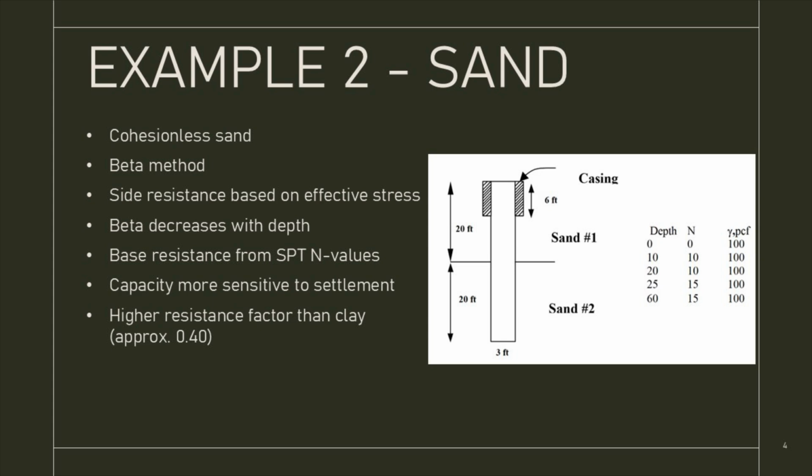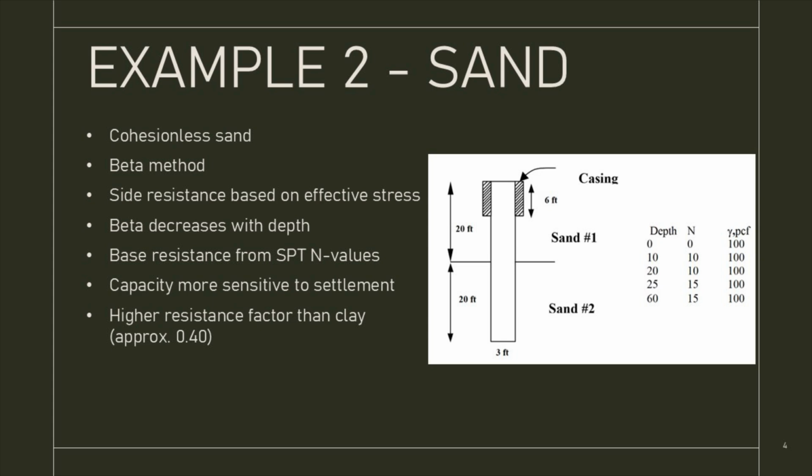The second example is a drilled shaft in sand. Here, the behavior is completely different. Sand does not have undrained shear strength, so the alpha method is not appropriate. Instead, the design uses the beta method, where unit side resistance is proportional to effective vertical stress. Beta decreases with depth to account for stress relief and interface limitations. Side resistance increases with depth, but only up to a limit.